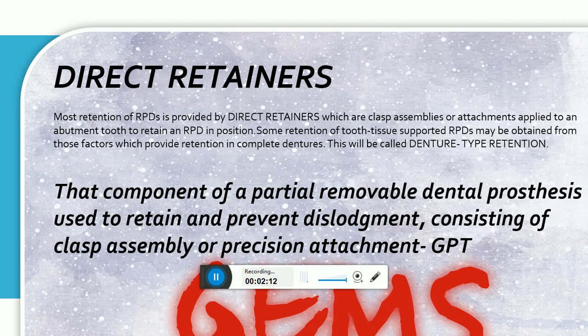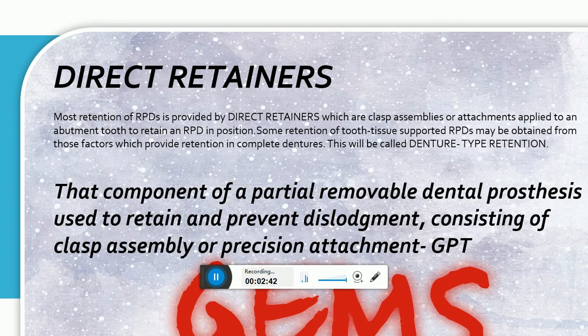Correct? So, basically, now what is direct retainer? Direct retainer is nothing but that component of a partial removable dental prosthesis which is used to retain and prevent dislodgement, consisting of clasp assembly or the precision attachment. We'll take up what is precision and semi-precision. These days, it's a very common word, and we don't know what is precision and what is semi-precision attachment. We'll do this in the GEMS Plus group.